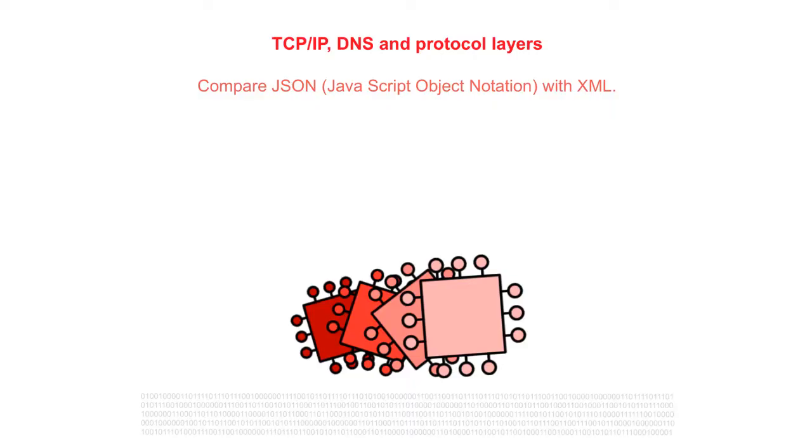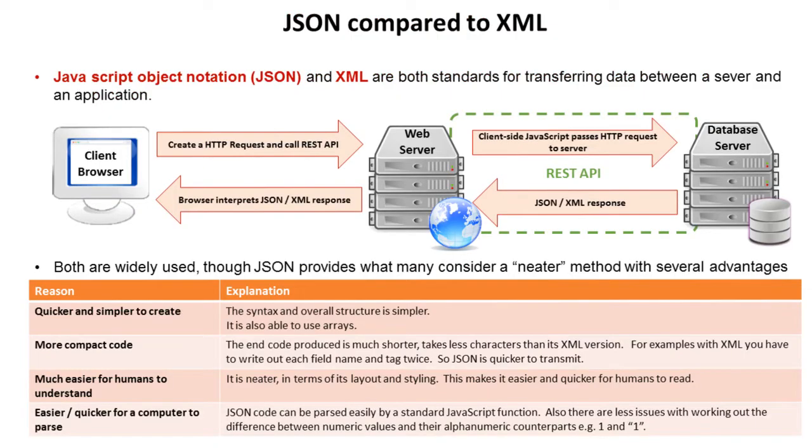So in the last video we made mention of JSON and XML, and in this video we're going to compare the two. Both JSON, JavaScript Object Notation, and XML are standards for transferring data between a server and an application, typically web page based. Both are widely used, but JSON tends to provide what many consider a much neater solution.